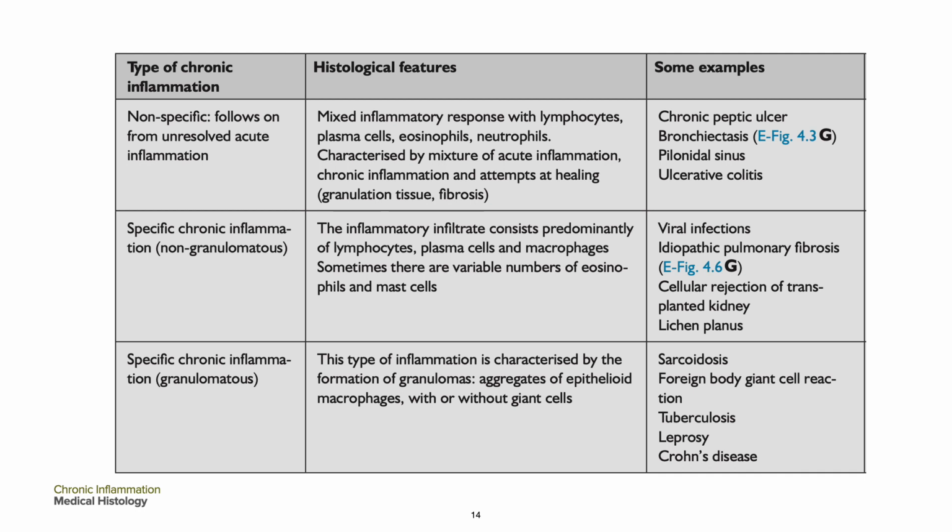And there are some examples of diseases following the three types of chronic inflammation: chronic peptic ulcer, bronchiectasis, pilonidal sinus, ulcerative colitis, viral infections, idiopathic pulmonary fibrosis, cellular rejection of transplanted kidney, and lichen planus; then sarcoidosis, foreign-body giant cell reaction, tuberculosis, leprosy, and Crohn's disease.